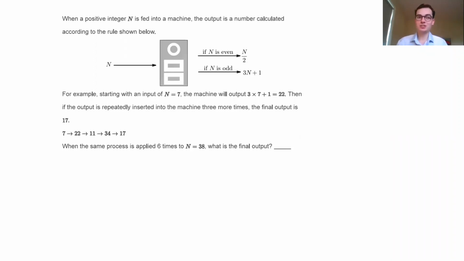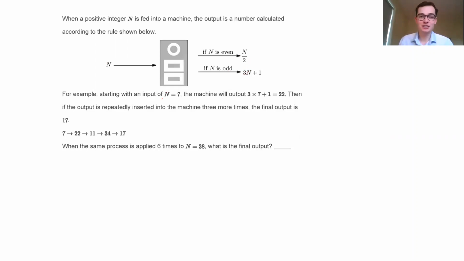When a positive integer n is fed into a machine, the output is a number calculated according to the rule shown below. So we put a number n into our machine. If n is even, then all we've got to do is divide n by 2. But if n is odd, we do something different. We have to calculate 3n plus 1.